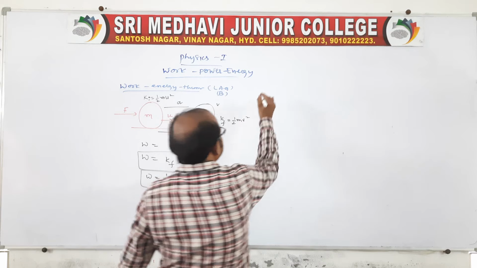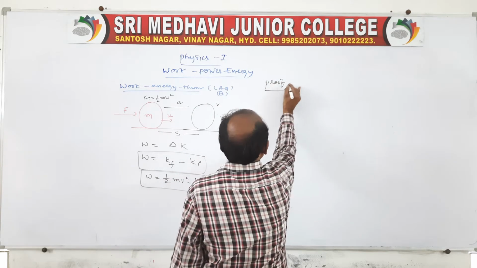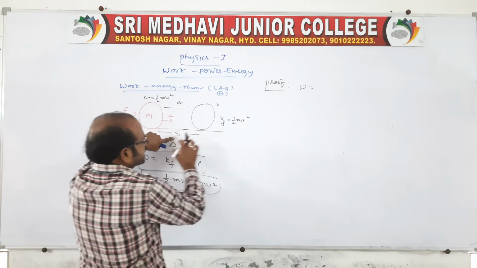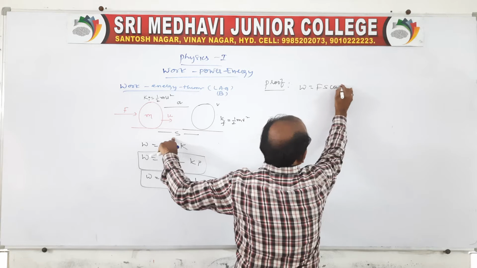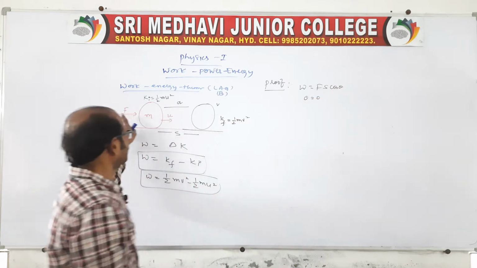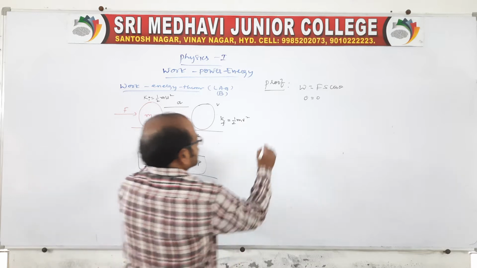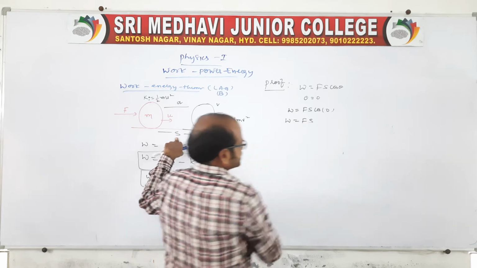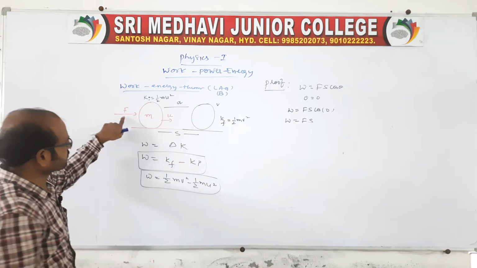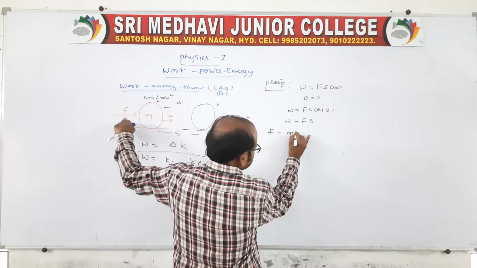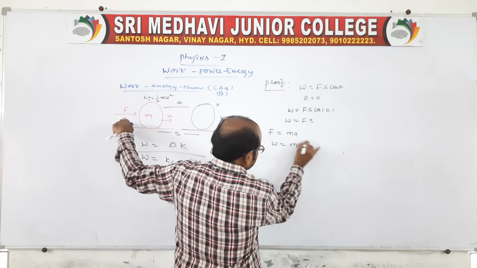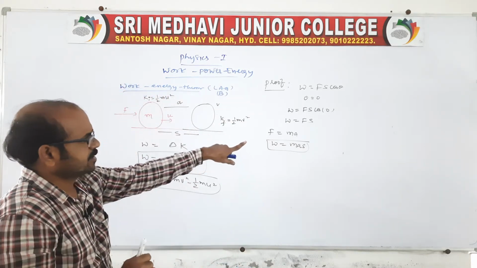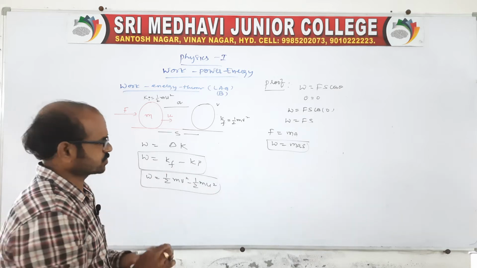Now, using the statement, we should take the proof. The work done is equal to the force applied and the displacement in the same direction, so Fs cos theta, where theta is 0 because force and displacement are in the same direction. Then work done is equal to Fs cos 0, which is F into s. Of course, F is ma. It is a very simple derivation. Almost the same as the kinetic energy derivation.